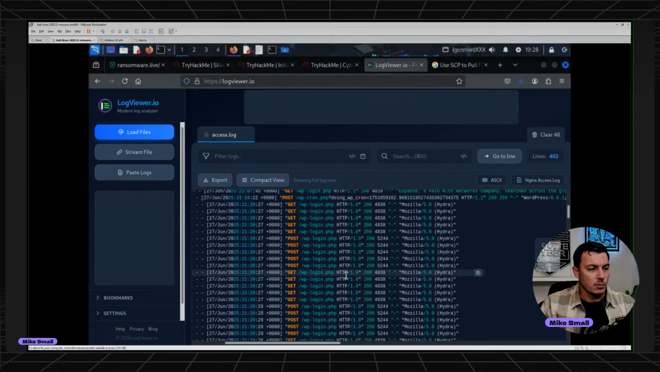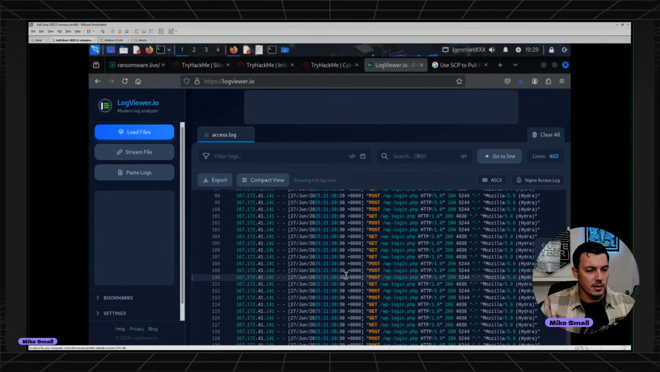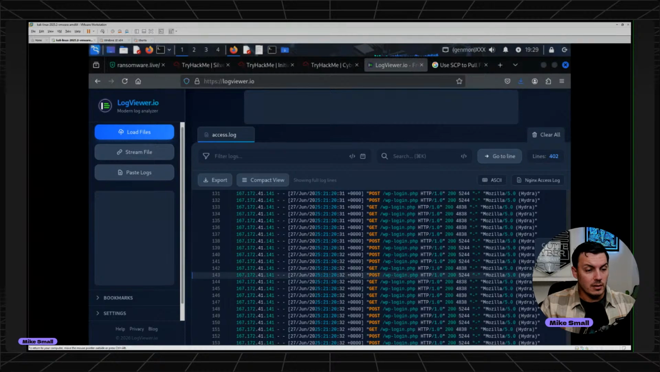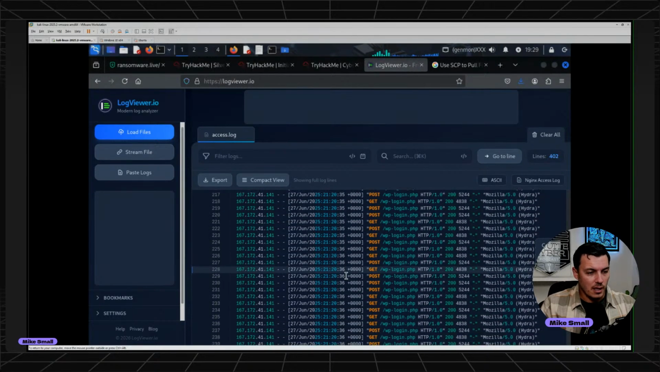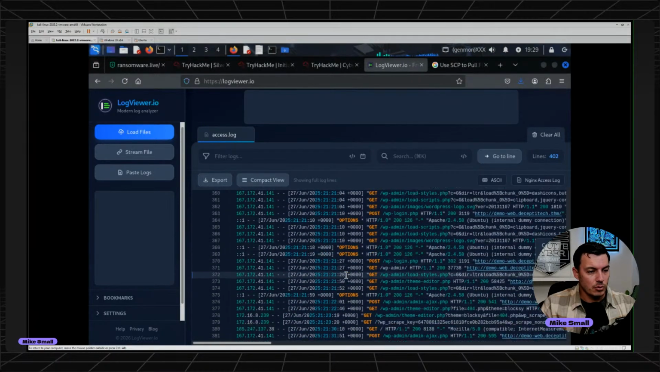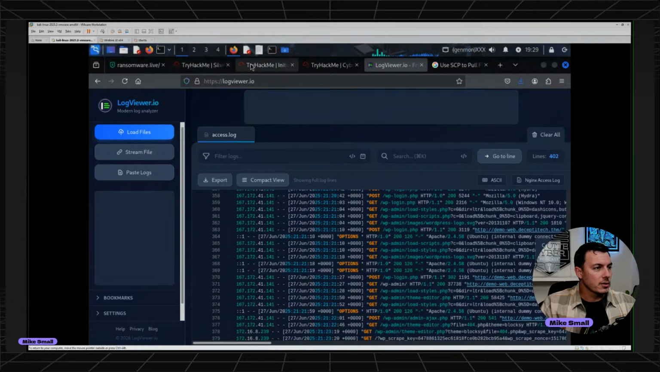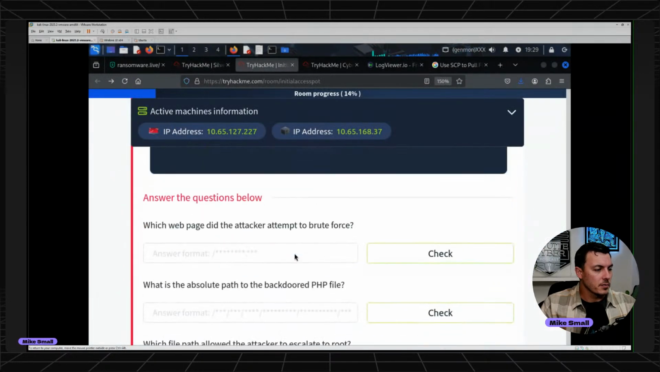All right, so we'll just continue to look through this. I don't know why it keeps shifting on us here, but it does, whatever. So we got lots and lots of guesses. This is indeed brute forcing, right? All right, so let's go back and look at the question so we can answer it. And the question is, which web page did the attacker attempt to brute force?